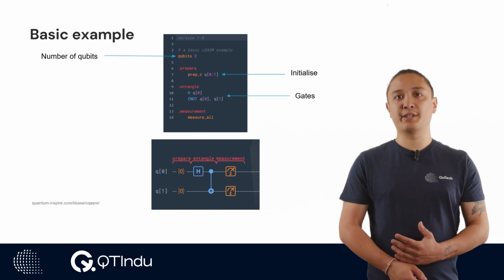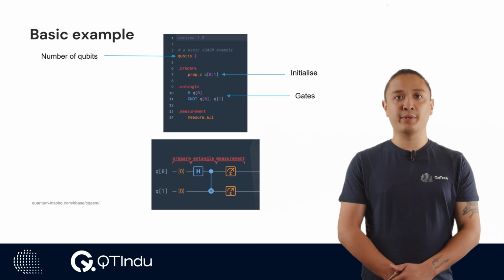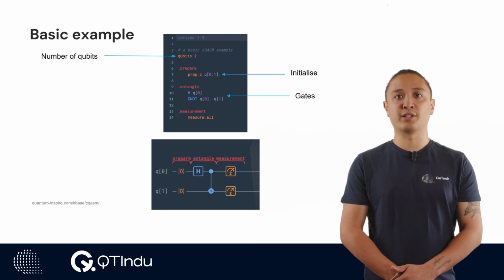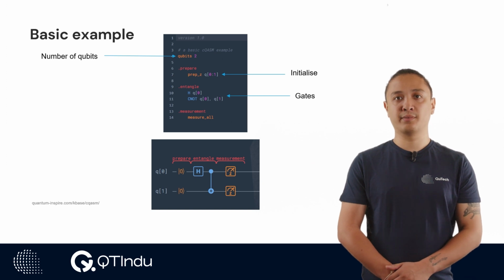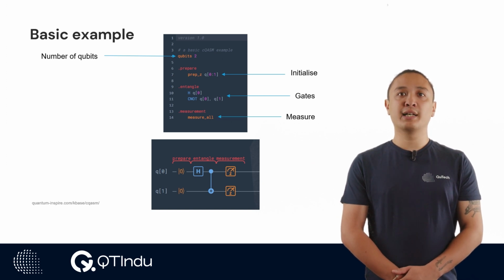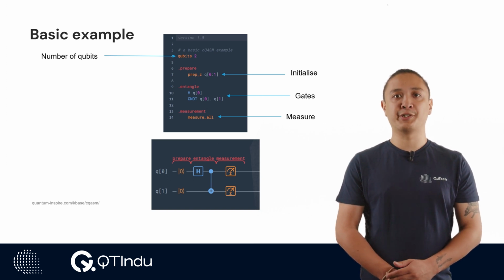Next, we specify the quantum gates that compose our circuit. In lines 10 and 11, we can see examples of a Hadamard and a C0 gate. We specify the qubits that they act on in the square brackets. Then, we finalize the circuit with a measurement. In line 14, we use the measureAll function to specify that all qubits must be measured.